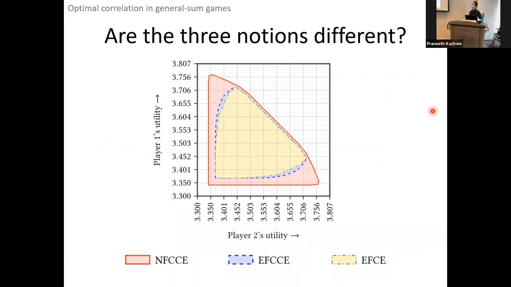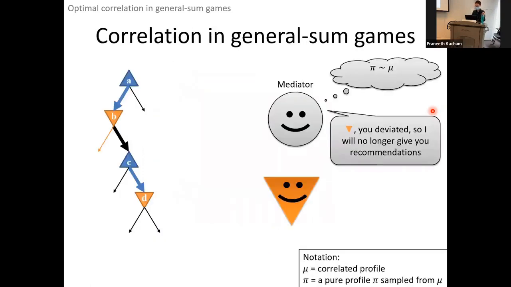Do they know what the mediator is about? They know the mediators, they know mu. They know mu, but they don't know the specific strategy pi that was sampled from mu. But given the history of the suggestions, they know what they have been suggested in the past, and they know what they are being suggested presently. They don't know anything else. So they can kind of figure out what the pi is.